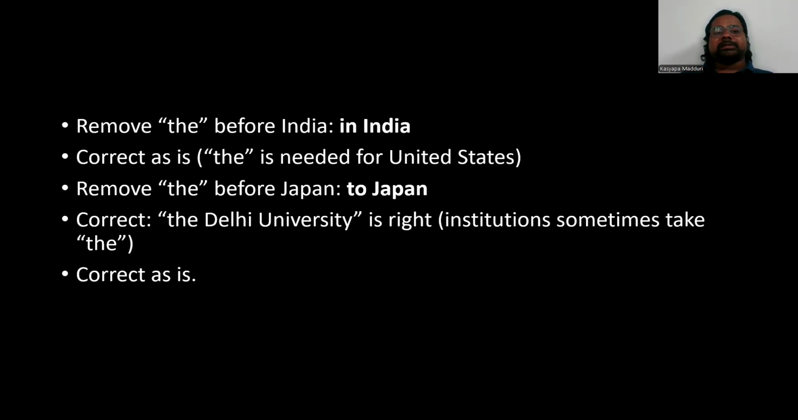Okay. So these are the answers. Remove the "the" before India. The second one is correct as is. It is "the" that is needed for United States. Remove the "the" before Japan. Japan also is not "the Japan". It is simply Japan. Next, correct the Delhi University. "The Delhi University" is right. Institutions sometimes take "the": the Delhi University, the Pondicherry University, right? Next, the last one is also correct as is.